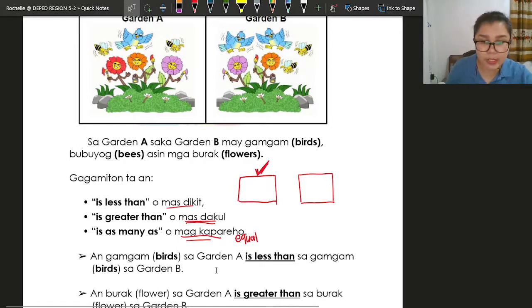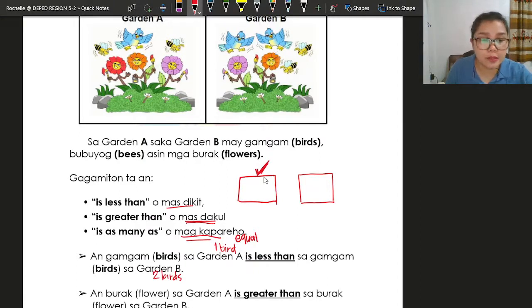Why? So nakalagay dyan, birds in garden A is less than the birds in garden B. Why? How many birds in garden A? There is only one. Garden A, one bird lang siya. Okay, for garden B, how many? Sorry, erase natin. One bird. For garden B, how many? There are two birds. So, ibig sabihin, sa garden A, mas dikit or less than the birds in garden B.